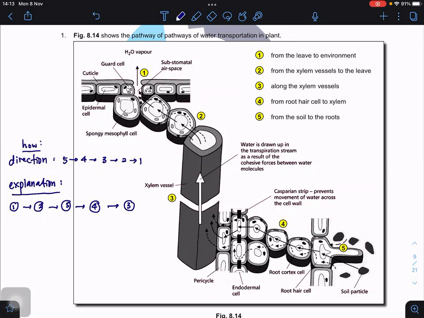Okay, so what are the forces that actually cause the movement of the water molecule? It depends on 2 forces here. So what are these 2 forces? First of all is the water potential gradient. We do know that at the atmosphere, constantly there is wind, correct or not? The wind will carry away the water vapor, making the water potential here lower. But in the substomatal cavity, the water potential is higher.